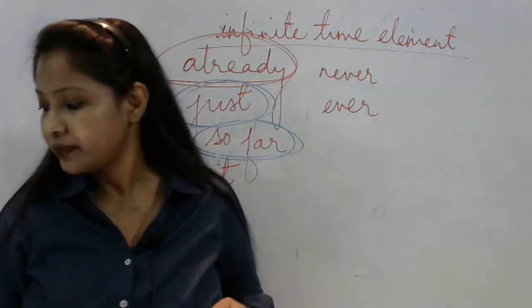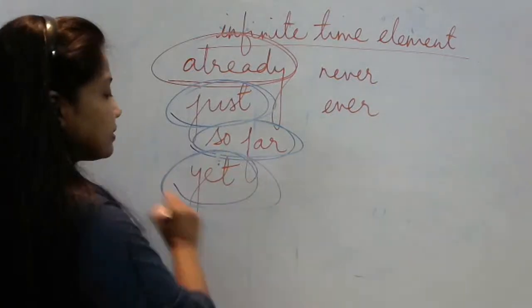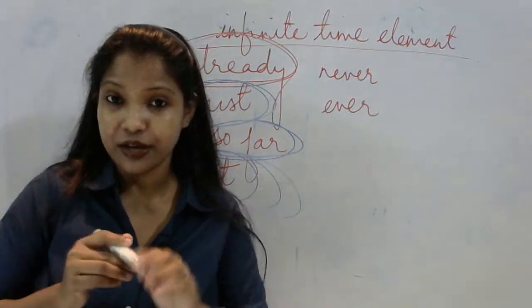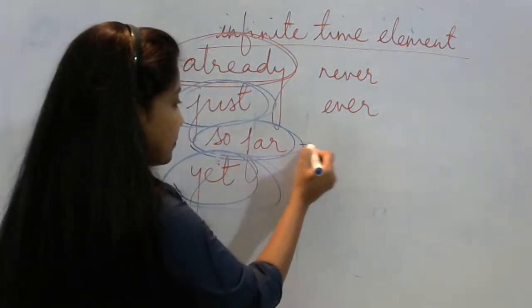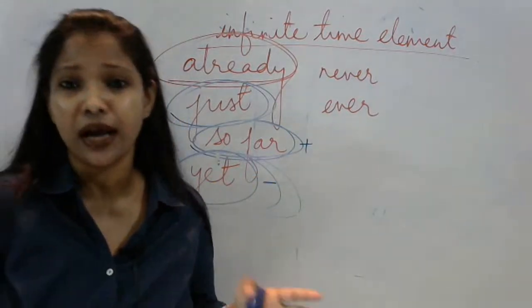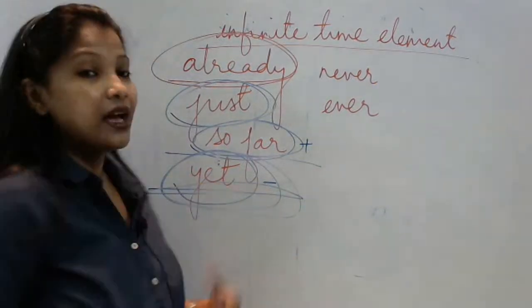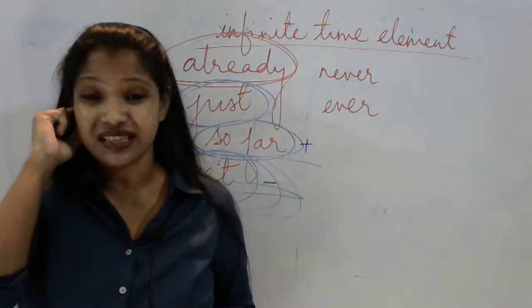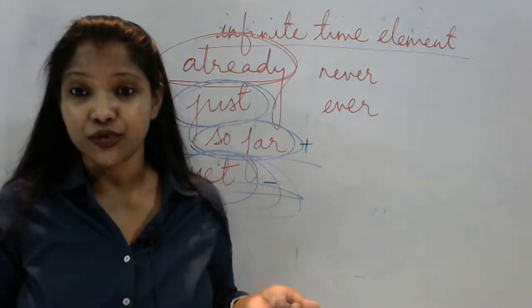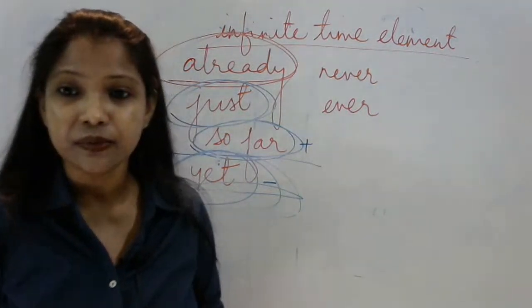So now come to yet. Now yet is also so far, abhi tak. But to make you more clear, abhi tak in the positive sense, abhi tak in the negative sense. Abhi tak ye nahi hua hai. And so far is abhi tak ye hua hai. So abhi tak ye nahi hua hai. Kya nahi hua hai? I have not yet cooked my dinner. I have not yet cooked my dinner. Now this is the truth. So yet in the negative sense.